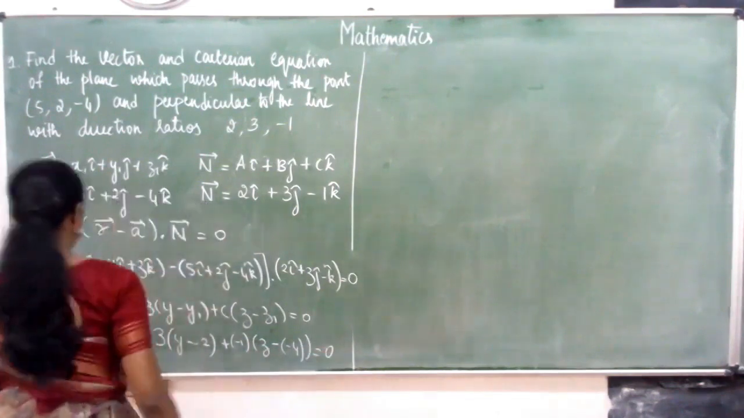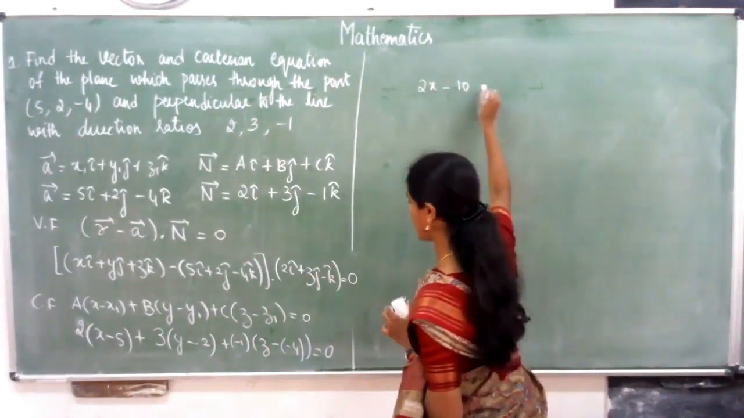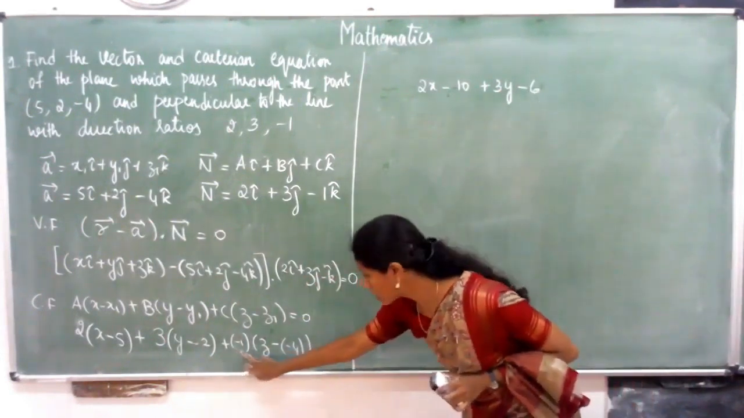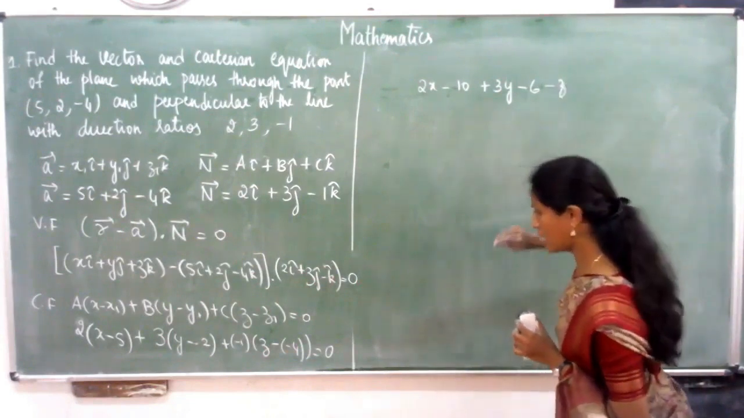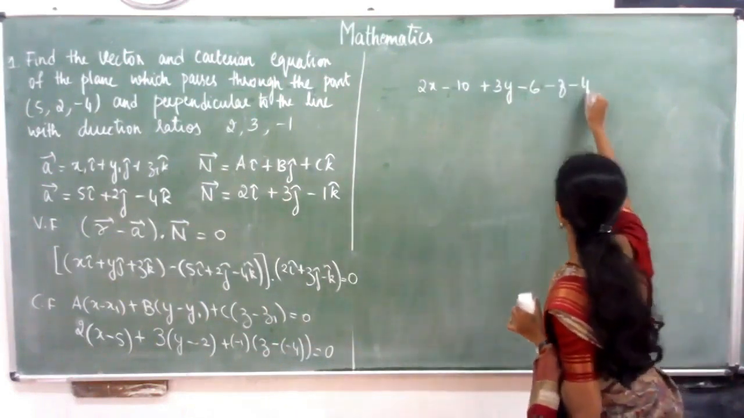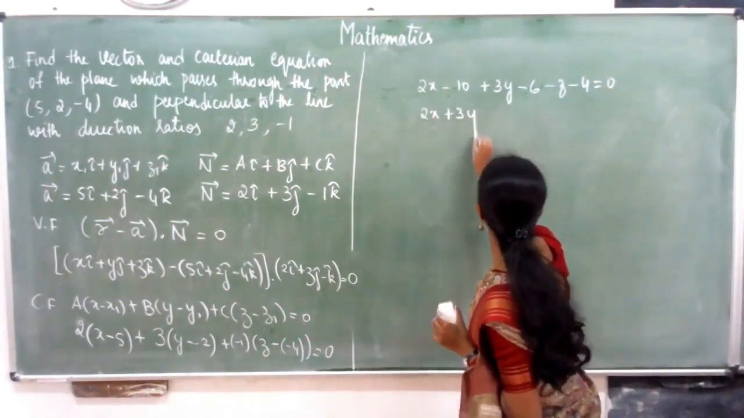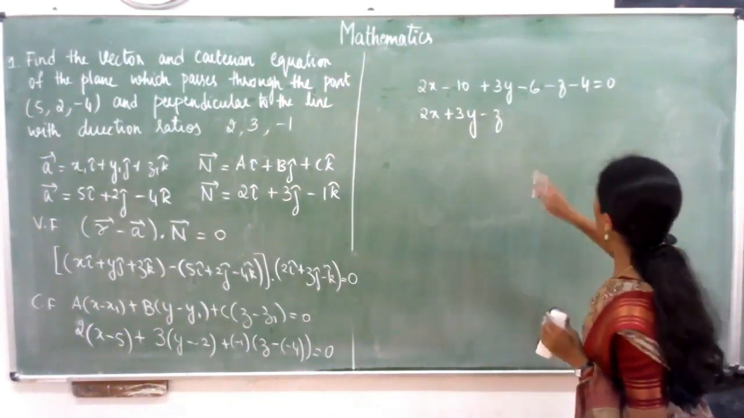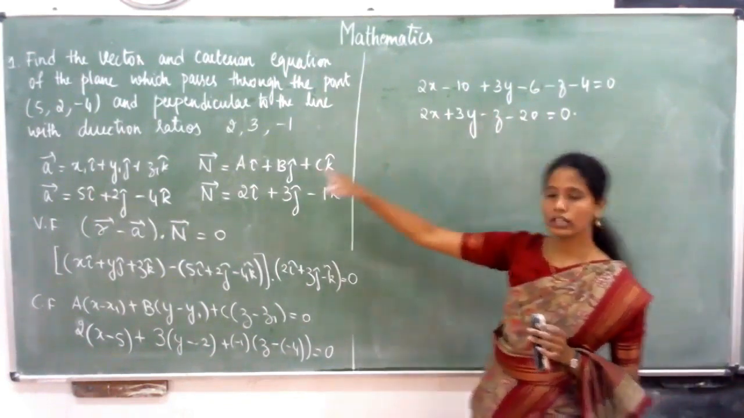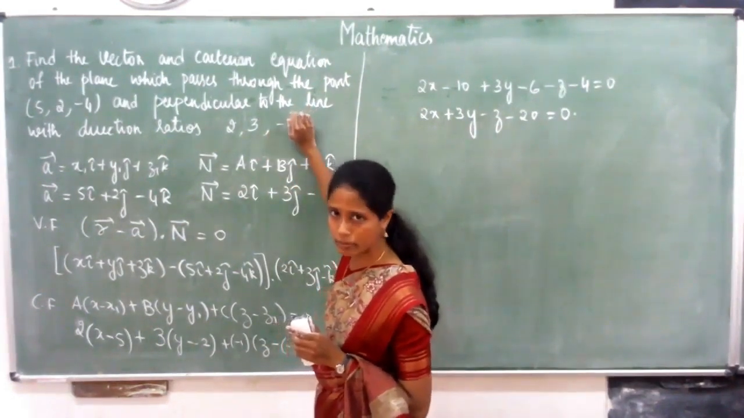Let us simplify this. For simplification, I am going to multiply it. So 2x minus 10 plus 3y minus 6. Then minus 1 into z minus z1: this becomes minus z, and minus into minus 4 gives plus 4, which becomes minus 2 and then, plus 4 and minus 4... Therefore this becomes minus 4 is equal to 0. So we get 2x plus 3y minus z, then we have minus 20 is equal to 0. So this is the Cartesian equation for the given point and the line which is perpendicular to the plane.